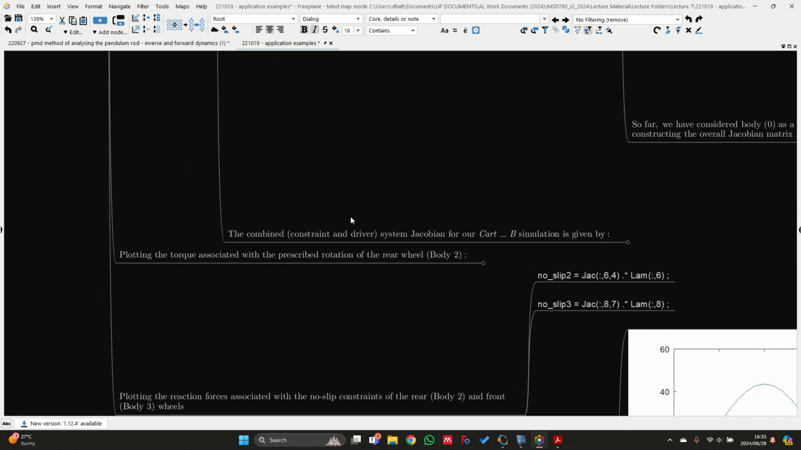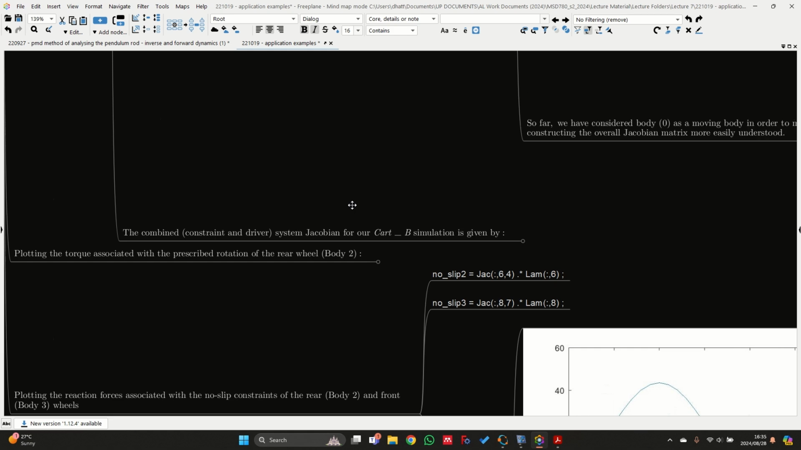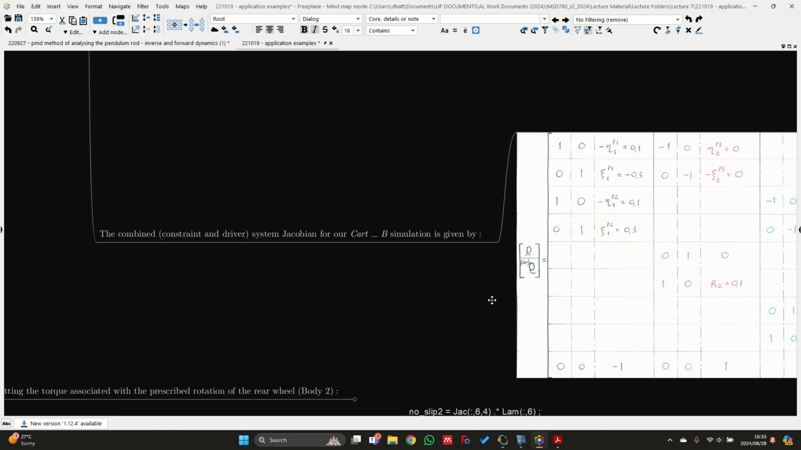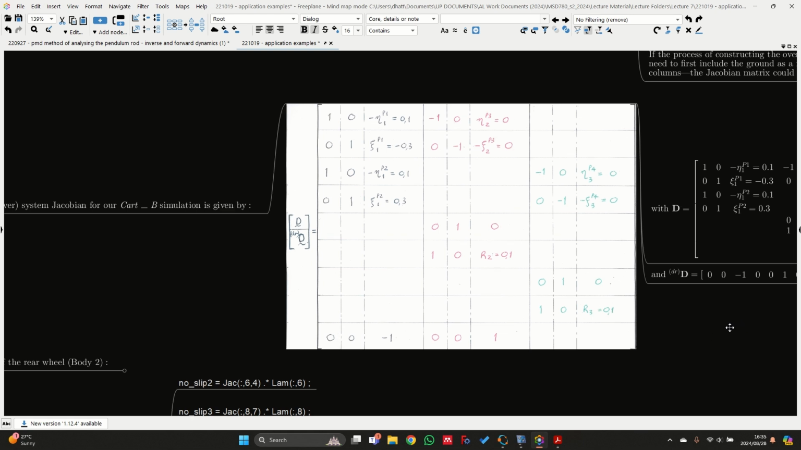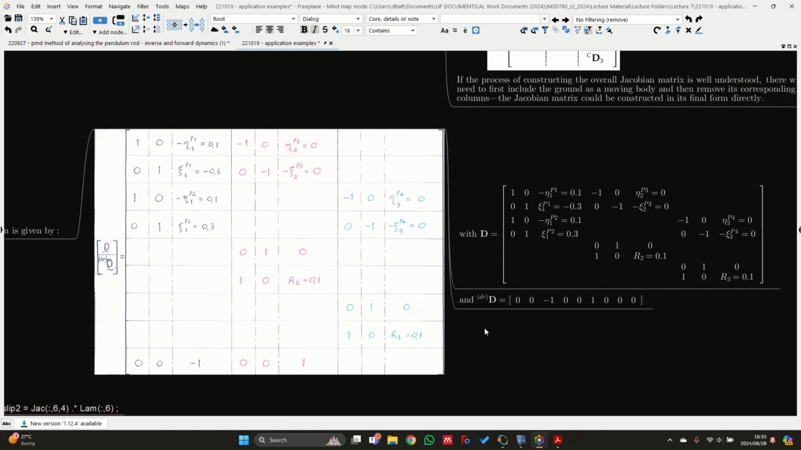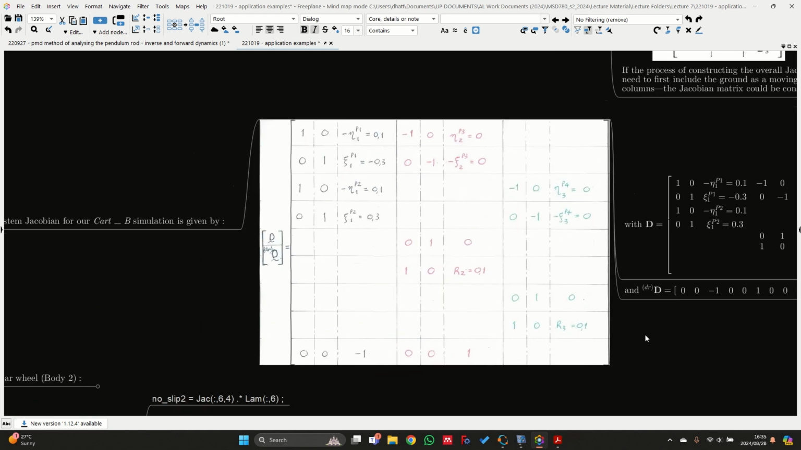So the combined constraint and driver system Jacobian for our Card B simulation is then given by this matrix that we have over here. And if we consider it, we see we first have our constraint Jacobian at the top, and then we simply append our driver constraint Jacobian at the bottom. And this is then denoted by this last row that we have over here. So we simply break it up over here into the constraint Jacobian and the driver Jacobian.